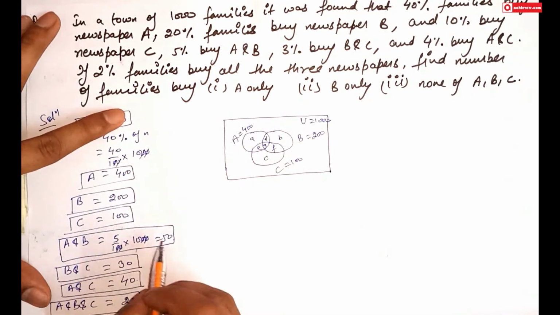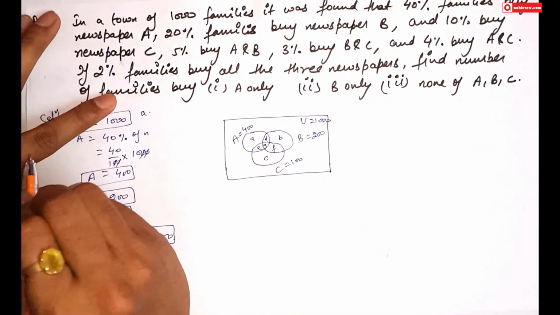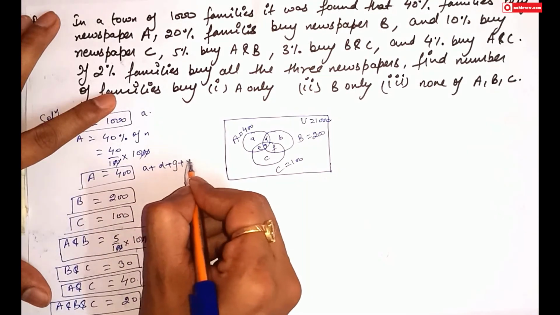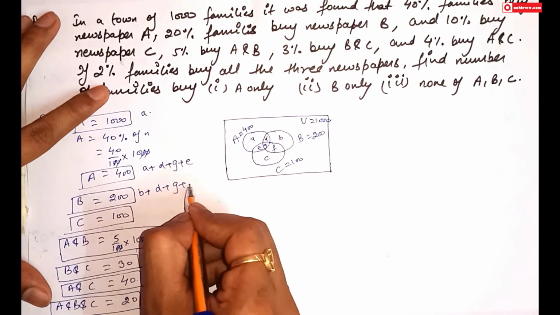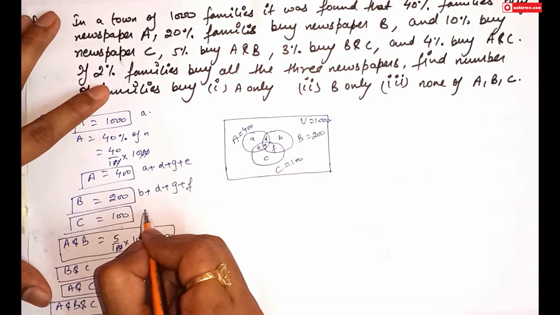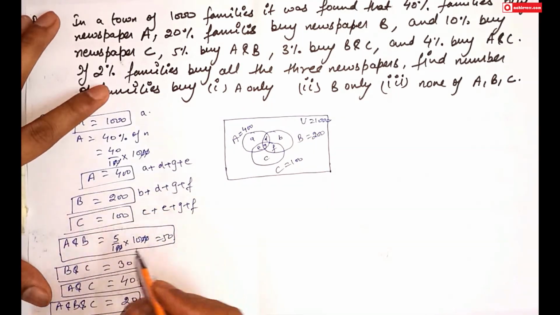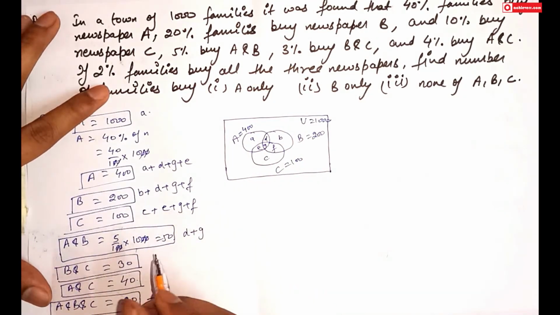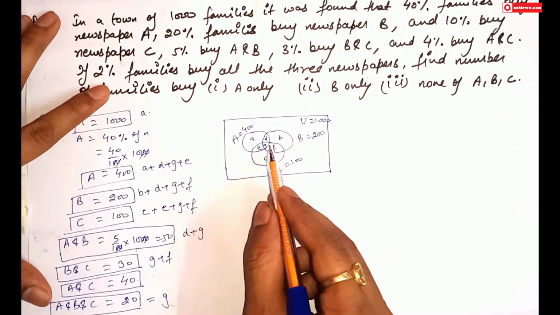Okay, and this A will be equal to A plus D plus G plus E. This B will be equal to B plus D plus G plus F. This C will be equal to C plus E plus G plus F. And this A and B is this, so this will be equal to D plus G. B and C will be equal to G plus F. And A and C will be equal to E plus G.